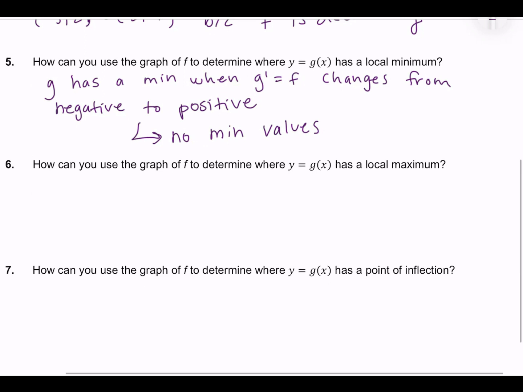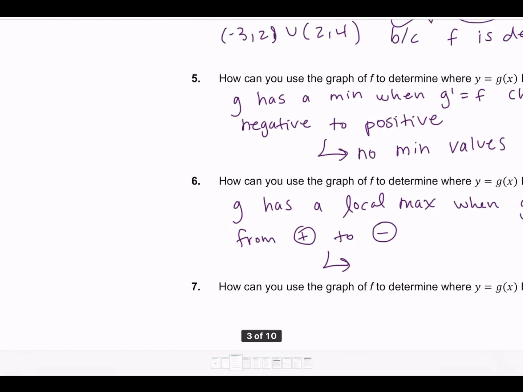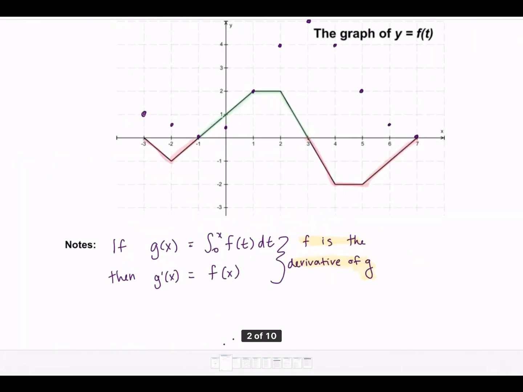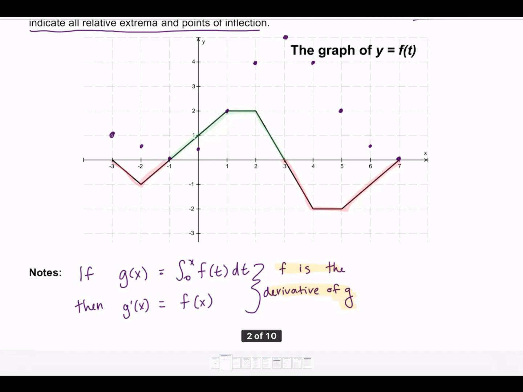And then the opposite is true for it to have a local maximum. I would say g has a local max when g prime, which equals f, changes from positive to negative. Hopefully you get my symbology. And this does happen on our graph. So looking back at our graph, where does g prime change from positive to negative?